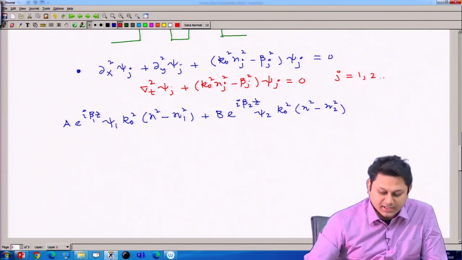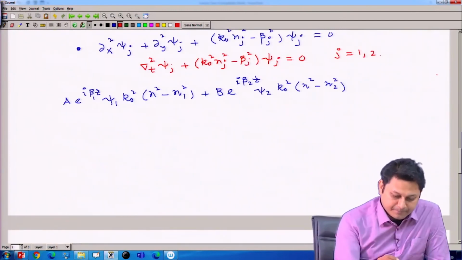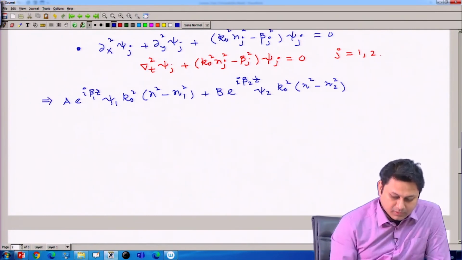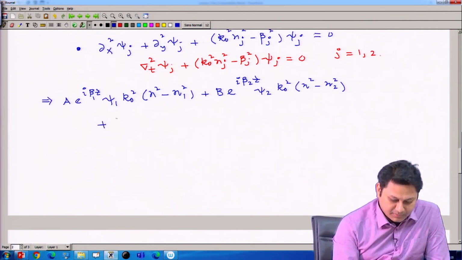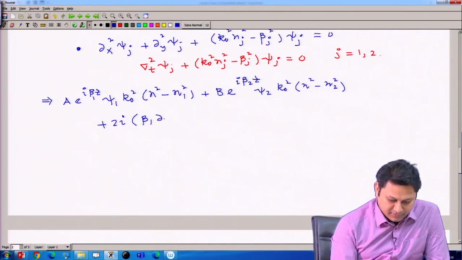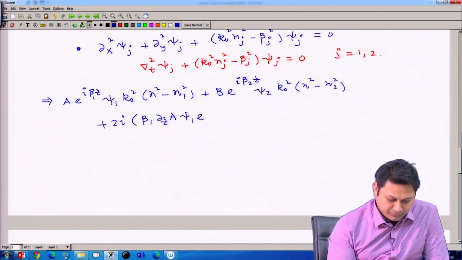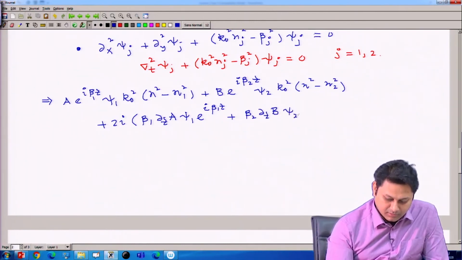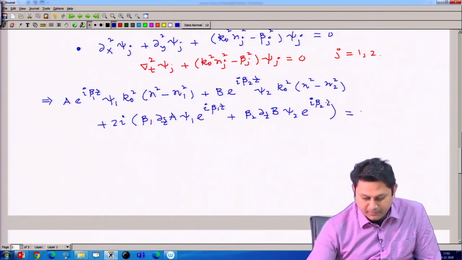I am going to use this equation here, and eventually I have this equation: this plus the rest term, as usual, 2 i beta 1, the first derivative with respect to z of A psi 1 e to the power of i beta 1 z, plus beta 2 first derivative with respect to z of B psi 2 e to the power of i beta 2 z, equal to 0.